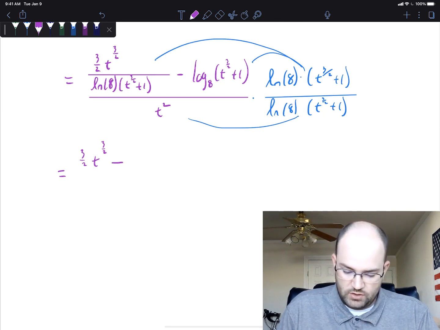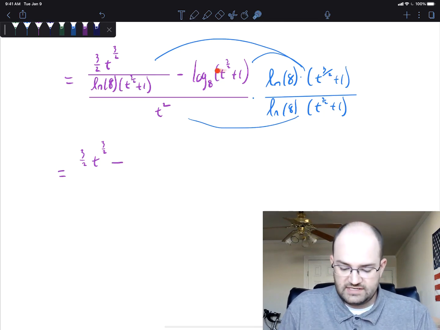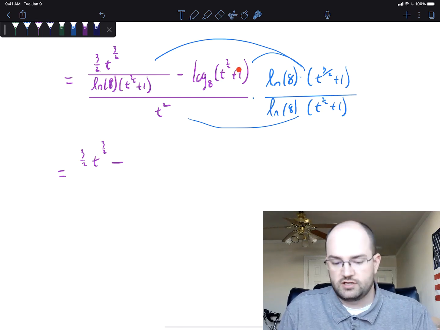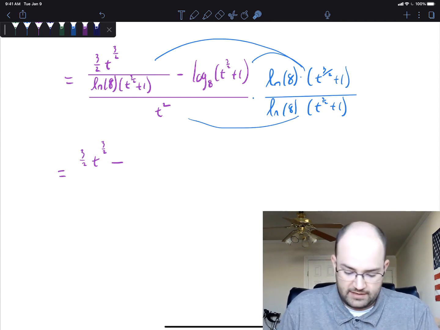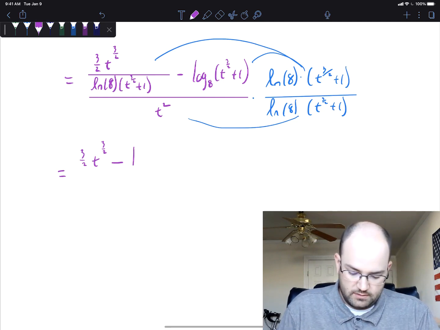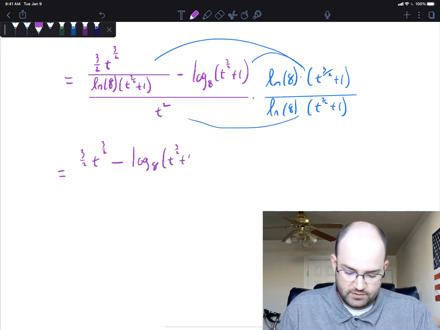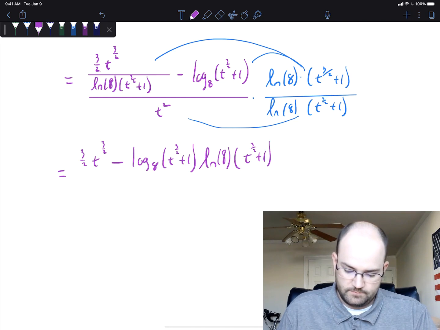And then now notice that minus, none of these need to multiply together. These are all factors. Logarithm, you can never break the argument away from the logarithm. Natural log of 8 is just a number, and this is already factored. So just leave it like that. So that makes that log base 8 of t to the 3 halves plus 1 times the natural log of 8 times t to the 3 halves plus 1.